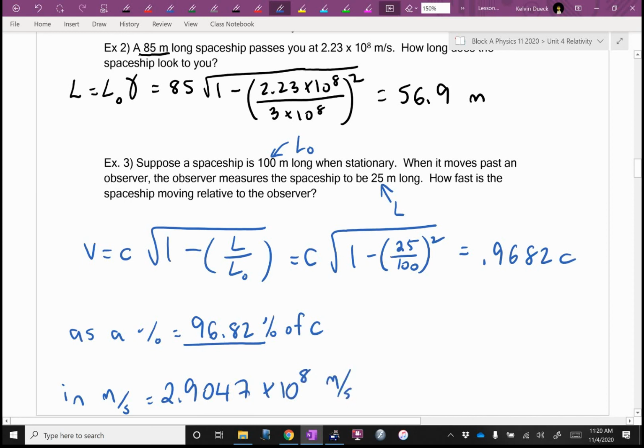If you ever get an answer bigger than the speed of light, you've screwed up. Can't go faster than light in a vacuum.